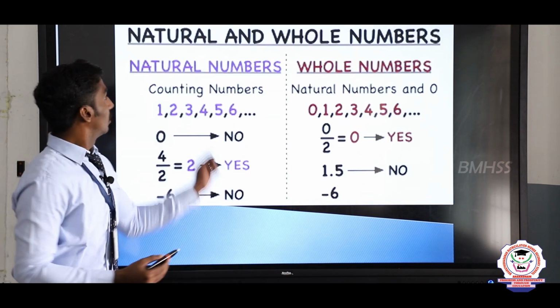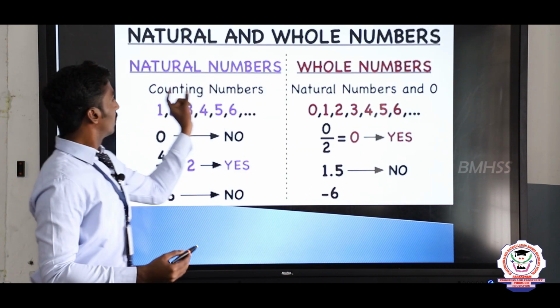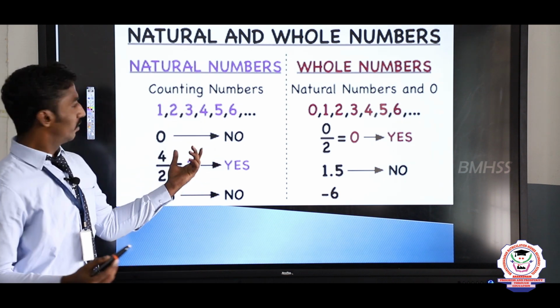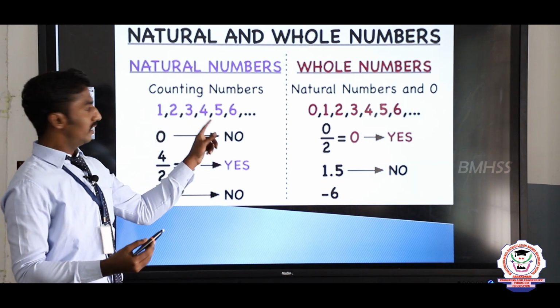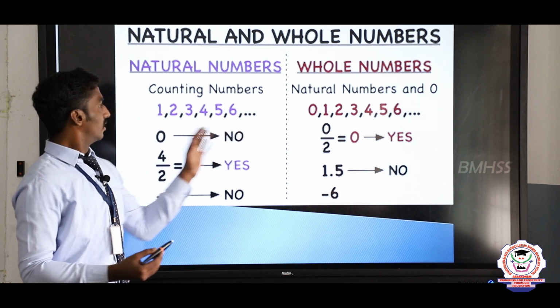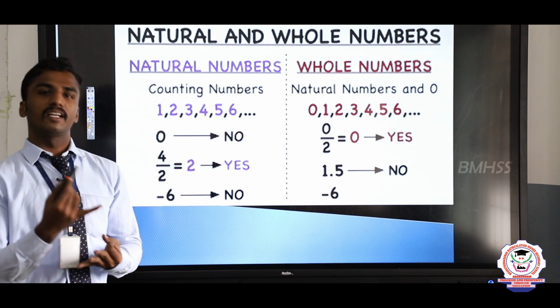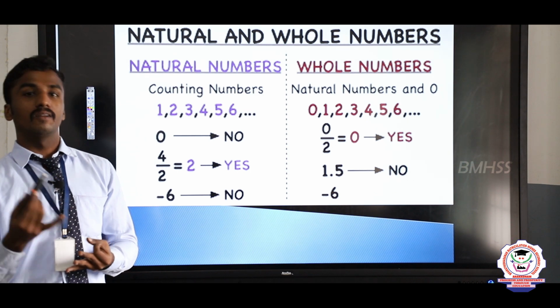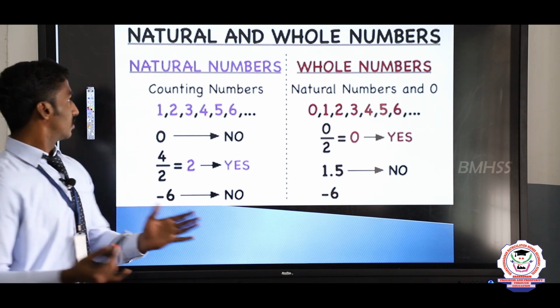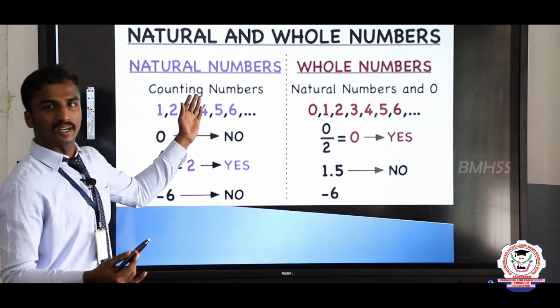The first one, natural and whole numbers. Natural number means counting numbers: 1, 2, 3, 4, 5, 6, etc. 1, 1 plus 1 is 2, 2 plus 1 is 3, 3 plus 1 is 4, 4 plus 1 is 5. These are the counting numbers. So counting numbers are called natural numbers.